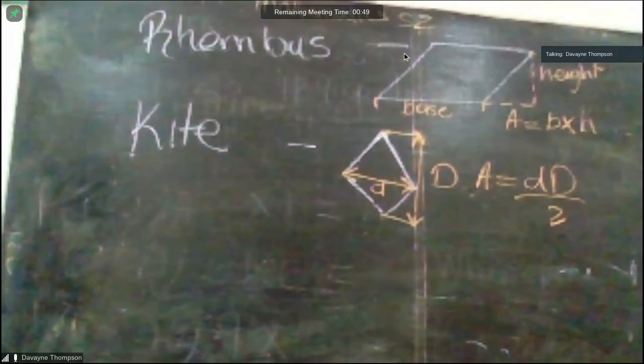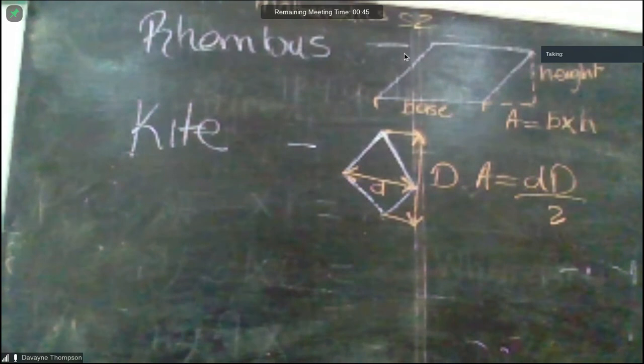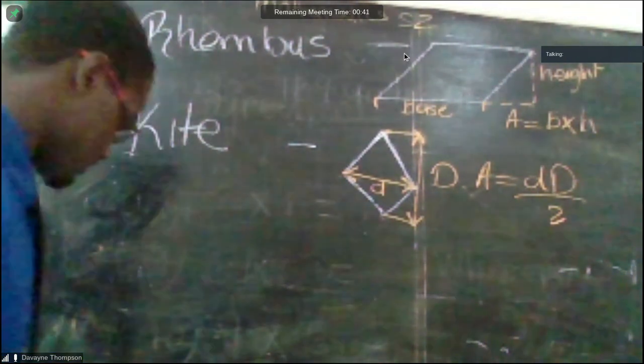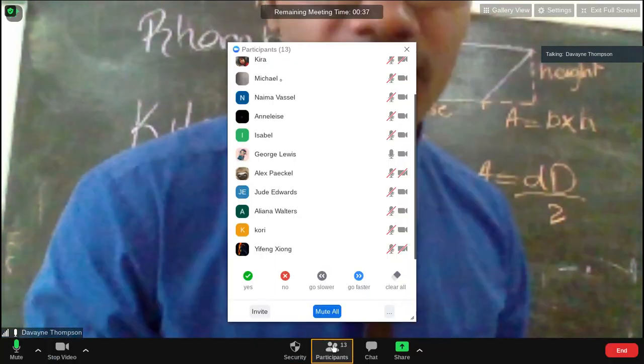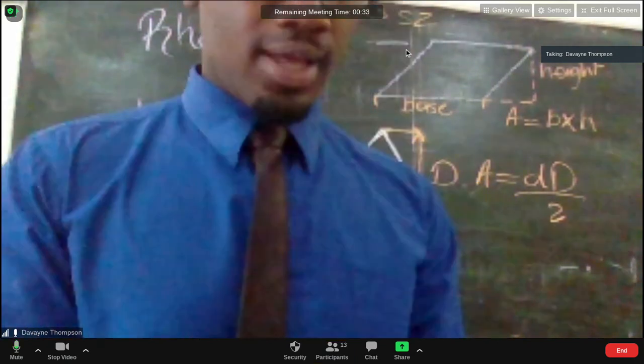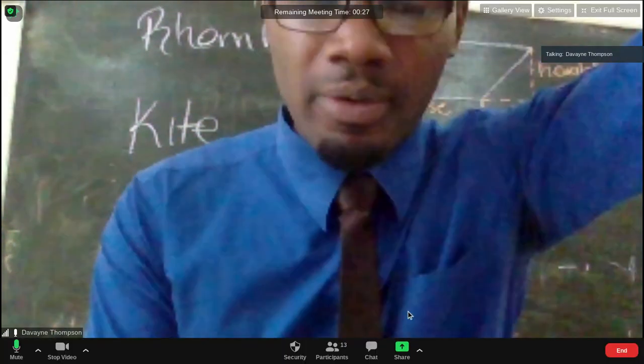Are you there? Alex. See, that's a trick. He is there, but he just doesn't want to answer. Alright, because he's waiting for the timer. Alright, so we're going to rejoin, and then Alex will be called upon to tell me the area of a trapezium. Okay? Rejoin from everybody.